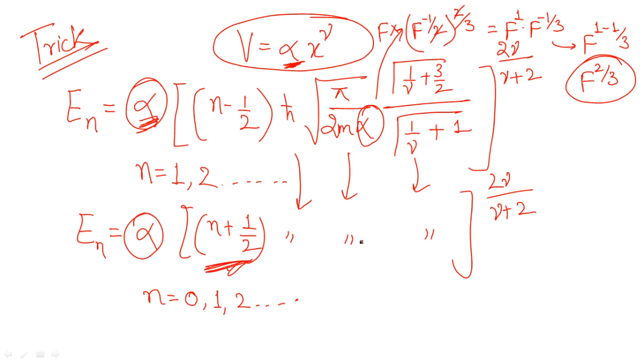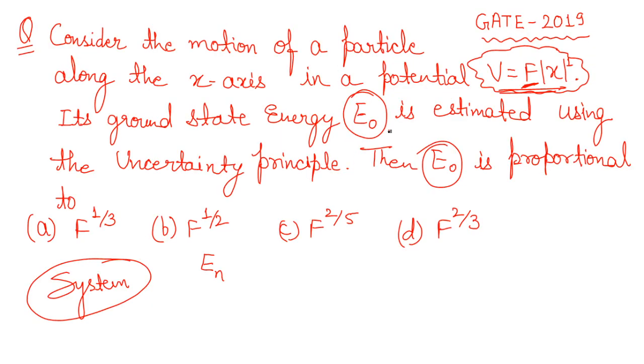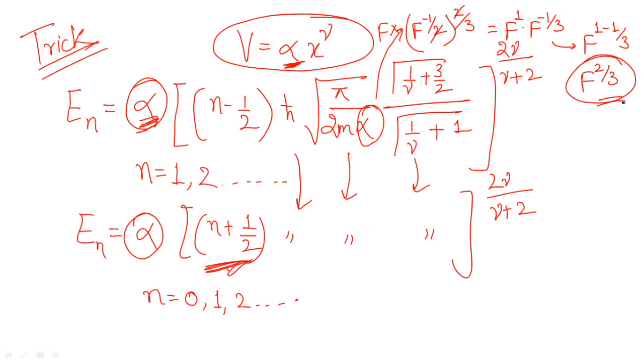So this is how, even if you want to check or find the ground state energy, the first excited state energy and all, the dependency of energy on alpha will not change. It will remain the same for all the states. So in this case, here also E naught will be dependent on f to the power 2 by 3, and that is your final answer.